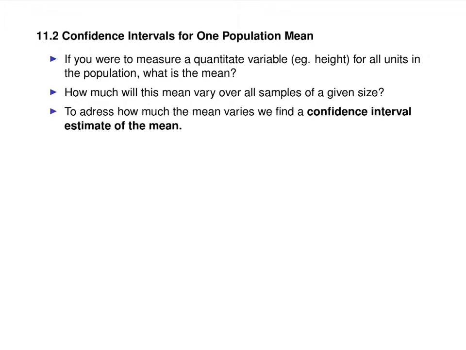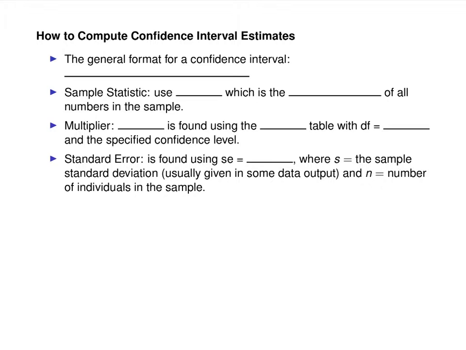Okay. So here's the idea. If you were going to measure a quantitative variable, like height, for all units in a population, what's the mean? And then how much is this mean going to vary over all samples of a given size? And then to address that variability, we're going to find this confidence interval, which will estimate how much that mean is going to vary. So here's the general format. The general form, we've done this before, is the sample statistic.